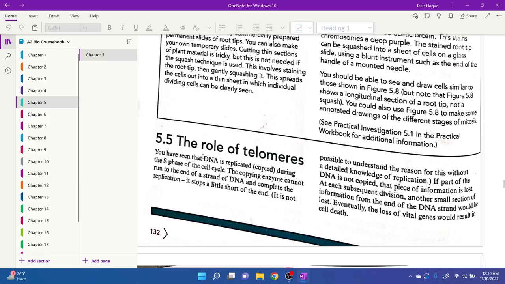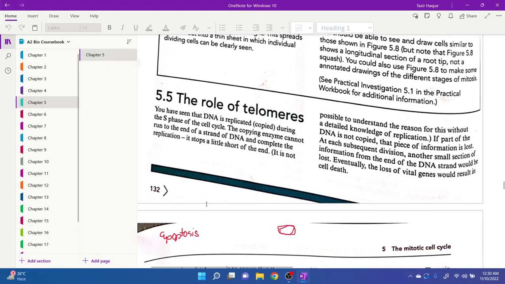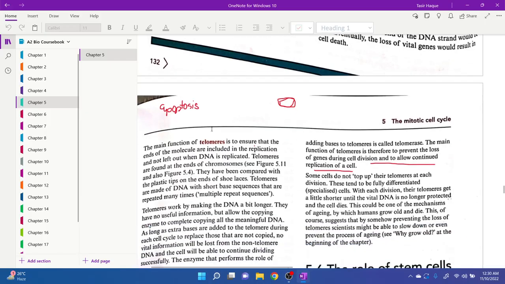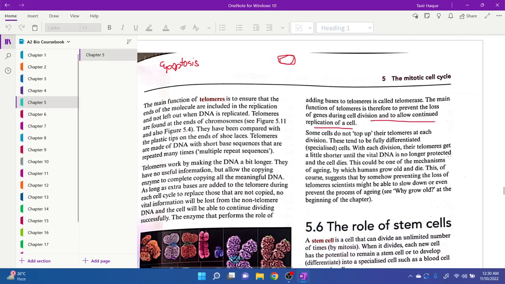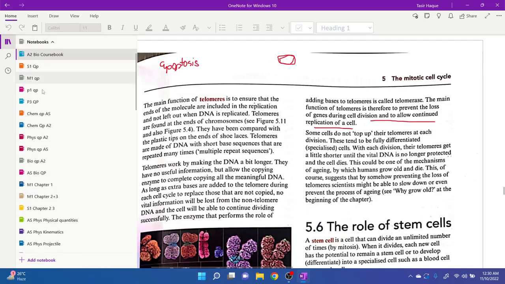The copying enzyme can't really run to the end of a strand. It stops a little short of the end. So we actually lose genes over time. So what is the main function of the telomere? It is to ensure that the ends of the molecules are included in the replication, not left out when DNA is replicated. Telomeres are found at the ends of chromosomes. They have been compared with the plastic tips at the end of shoelaces. They are made up of DNA with short base sequences that are repeated many times, multiple repeat sequences. They work by making the DNA a bit longer. They carry no useful information but allow the copying enzyme to complete copying all the meaningful DNA. Extra bases are added to the telomere during the cycle, mainly by telomerase, so they top up the telomeres.